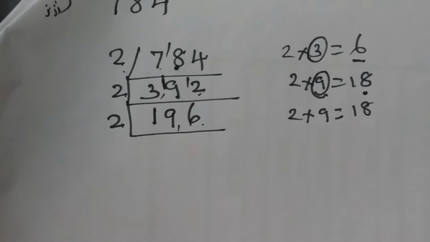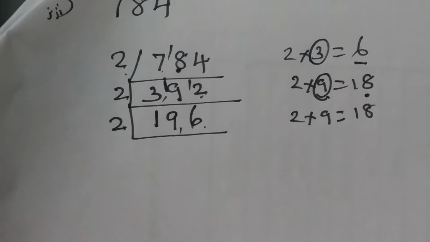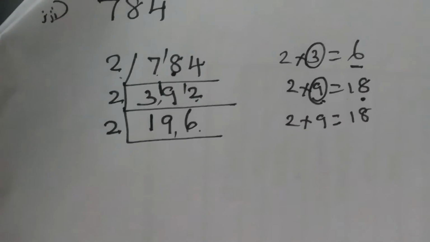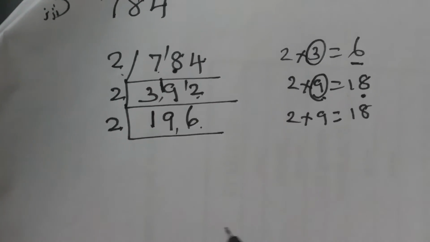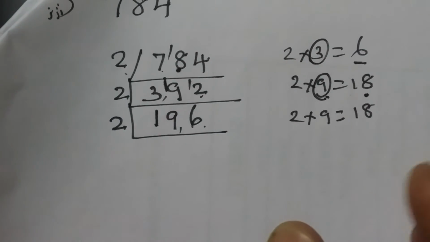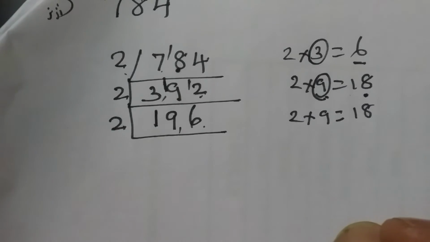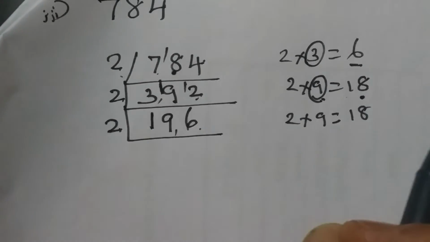I have been telling this in all the videos. Again, I am reminding you all children, please make yourself thorough with the tables, at least from 1 to 12. Minimum of 1 to 12. So all these divisions become very, very simple. All the calculations and simplifications become very simple and easy if you know the tables.